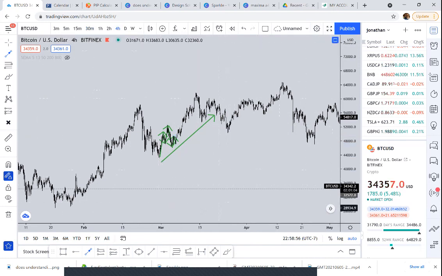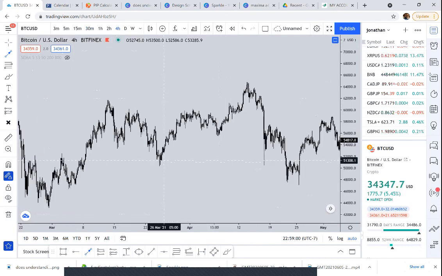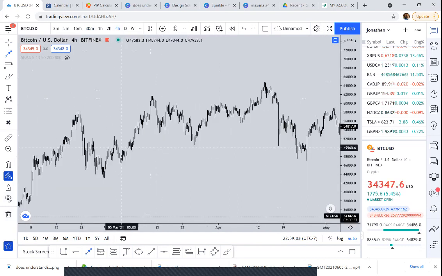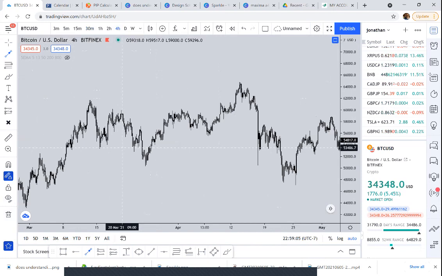But yeah, that's pretty much the basics of higher lows, lower highs, some structures. I will be doing a video on patterns. So as far as flag patterns, I actually do have a video on patterns. I just haven't yet released it.